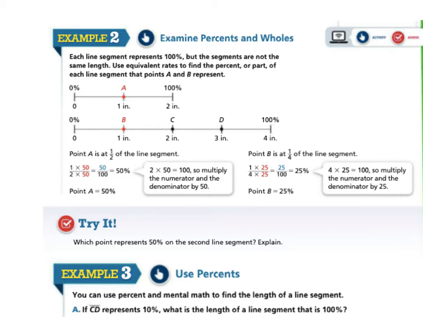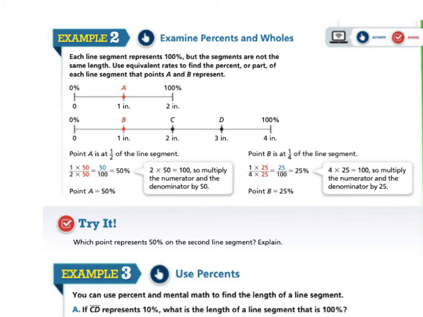In example number 2 here, it says examine percents and wholes. Each line segment represents 100%, but the segments are not the same length. Use equivalent rates to find the percent or part of each line segment that point A and B represent.